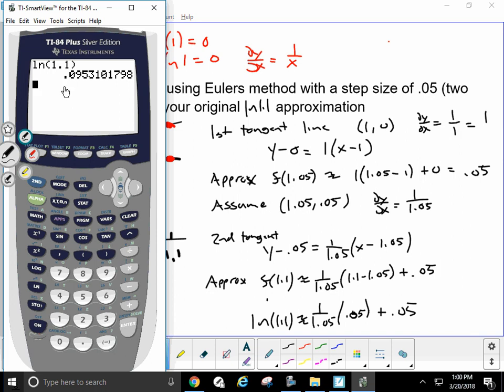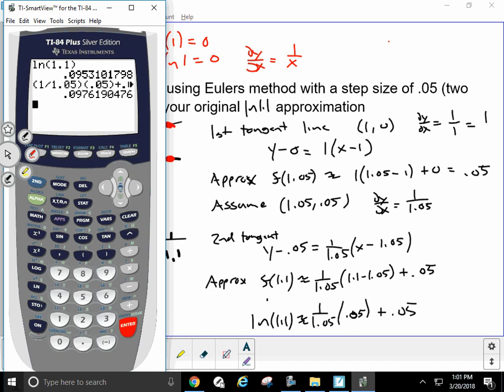This is the log of 1.1. Our first approximation was just 0.1. Now I can check what is 1 over 1.05 times 0.05 plus 0.05. And I get 0.0976, which is better than 0.1, comparing that to the log function. Okay? Fantastic. Multiple tangent lines produce better approximations.